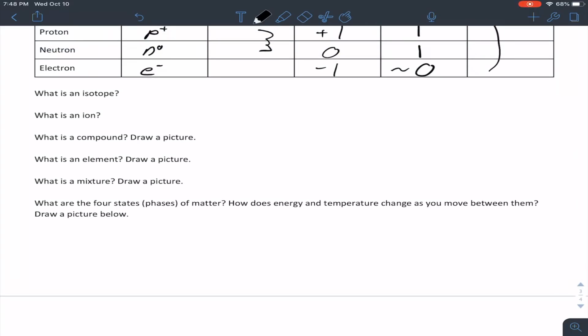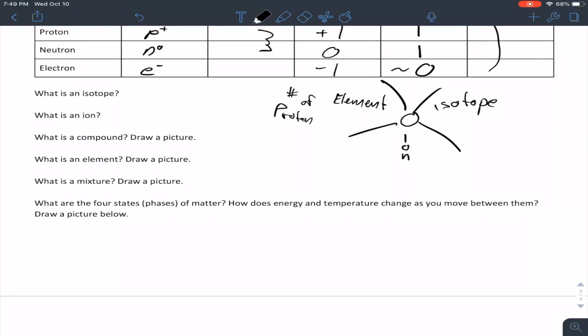Awesome. So we are almost done. Let's just go over a couple things. So isotope, ion, and element. So I like to think about it this way. If I draw a circle like this, and I have element, isotope, and ion, I kind of have these different wedges. Okay, an element is when you change and get different elements by changing the number of protons. So number of protons.